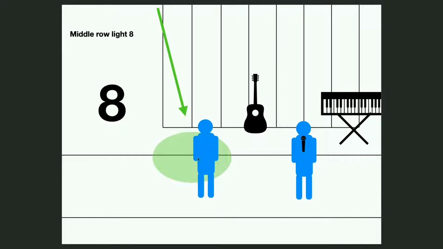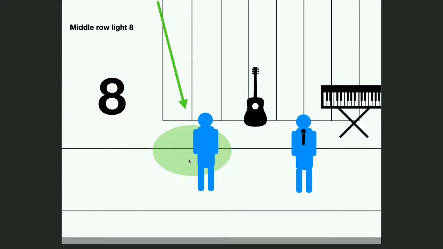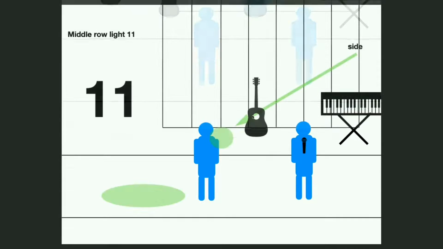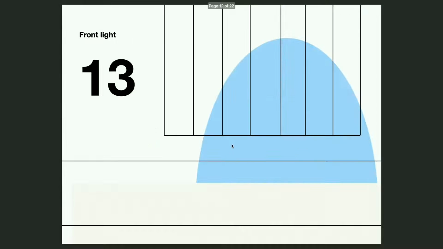Then number 8 is slightly behind the speaker, on the floor, so it's a little bit of backlight. And then number 9 is the very strong spotlight on the front of the guitar spot. So this one must be used sparingly. Number 11 is coming from the right hand side, hitting the shoulder of the speakers. Number 13 is quite an even light coming from the extreme left hand side. This one is not so strong.